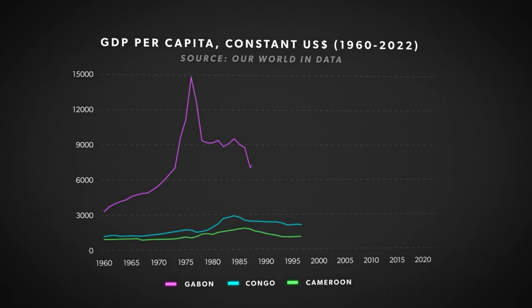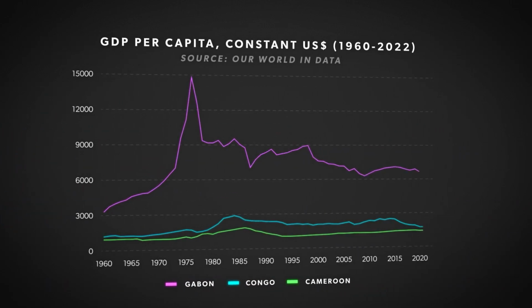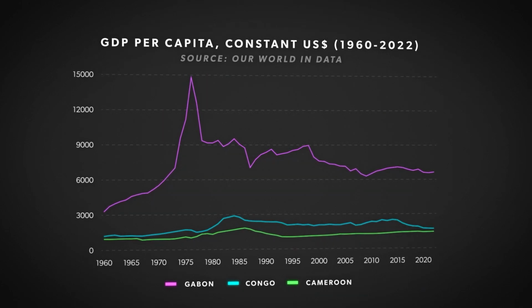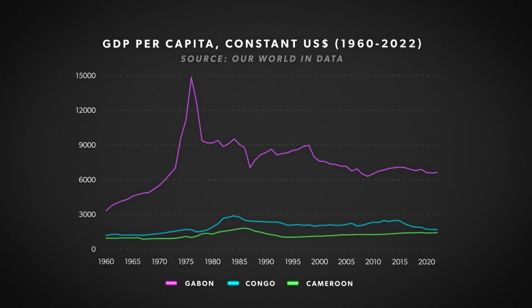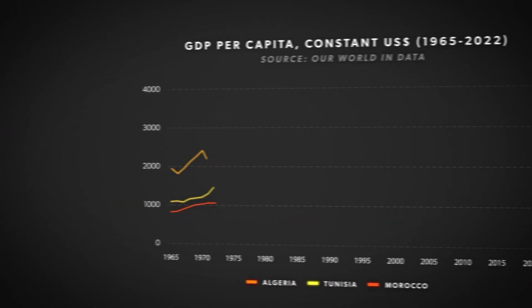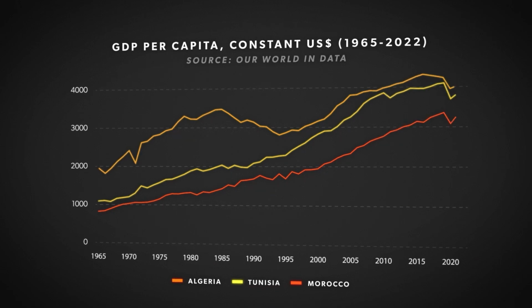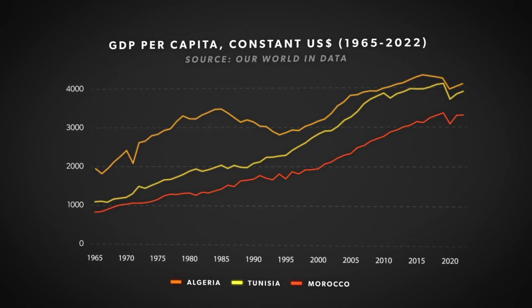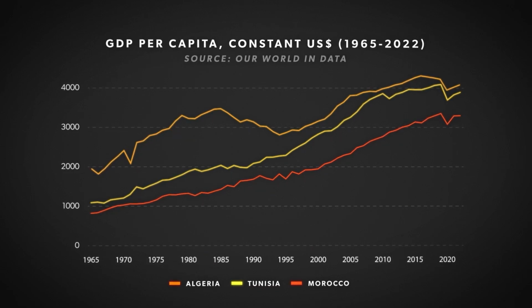Meanwhile, Gabon, Congo and Cameroon are yet to top their respective peaks of 1976, 1984 and 1986. In other words, these countries have seen little to no economic growth in decades. What's more, francophone countries with independent currencies, like Algeria, Morocco and Tunisia, have all seen consistent economic growth.